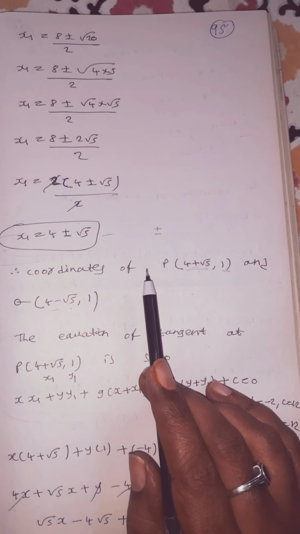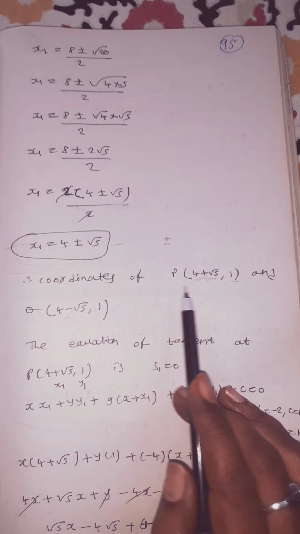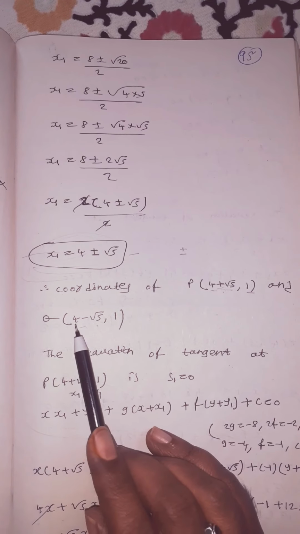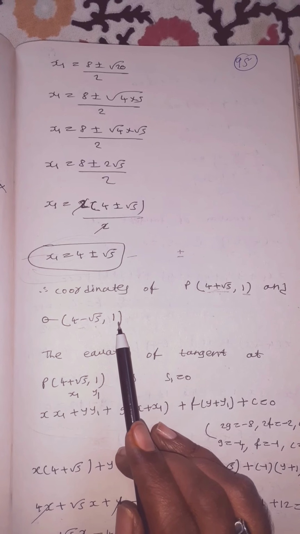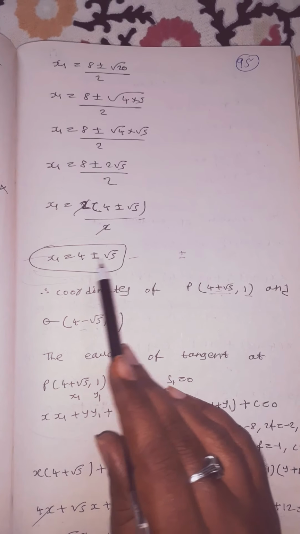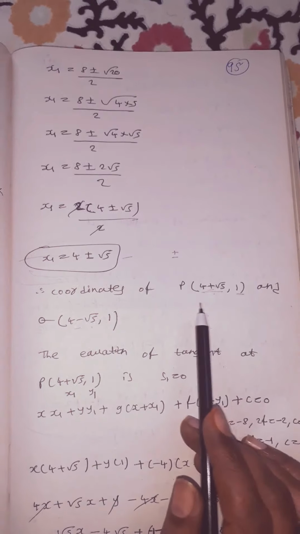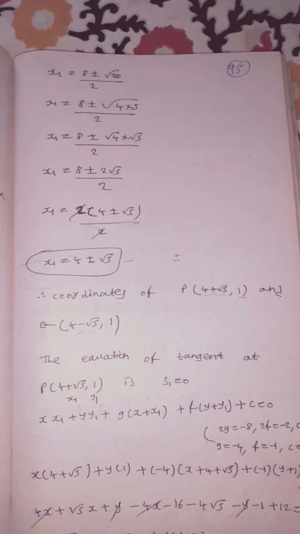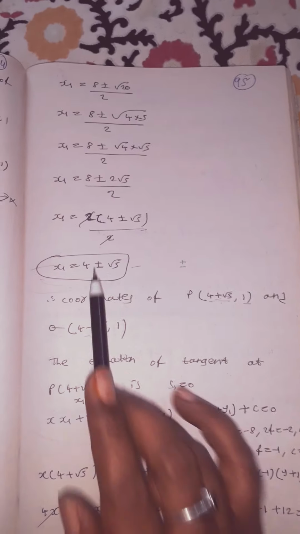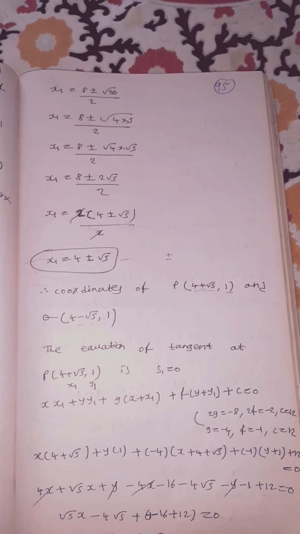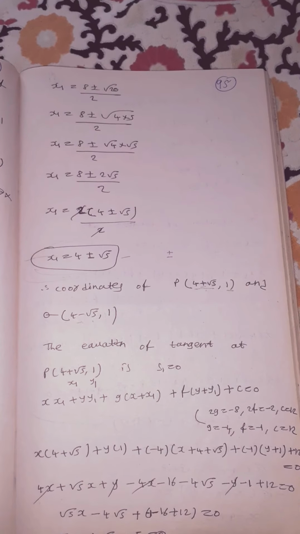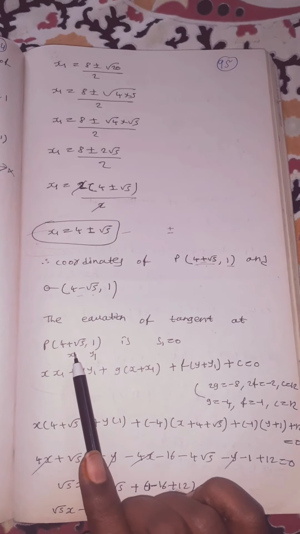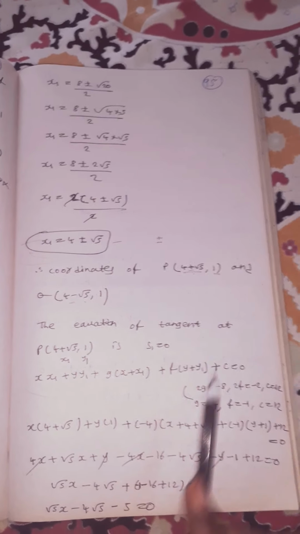Therefore the coordinates of P are (4 plus root 5, 1) and Q are (4 minus root 5, 1). Take the positive value as x1 in P and the negative value as Q. Is it clear, children? Take the positive value as P, the negative value as Q.